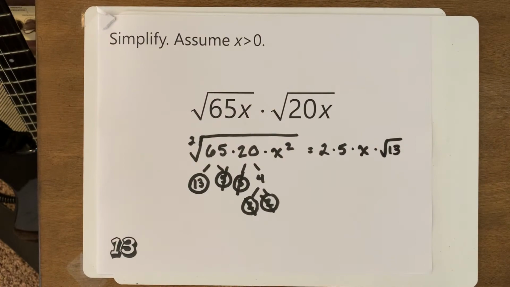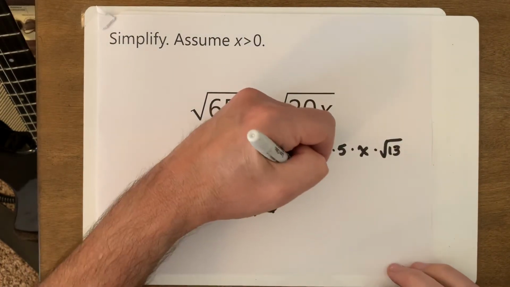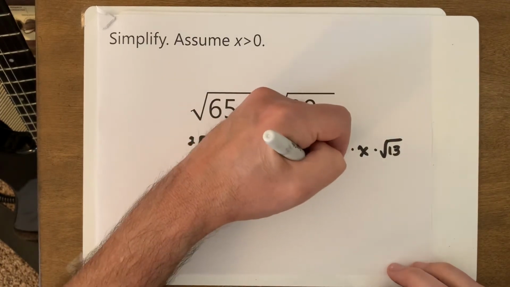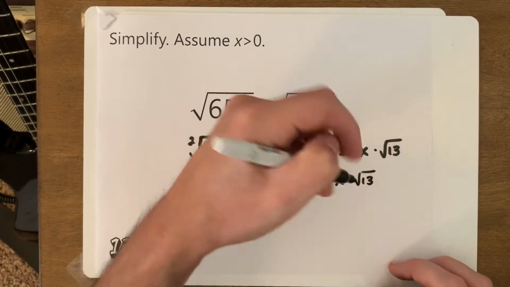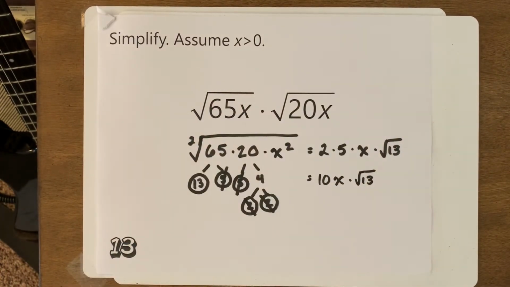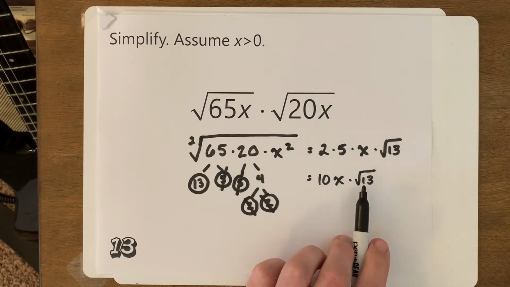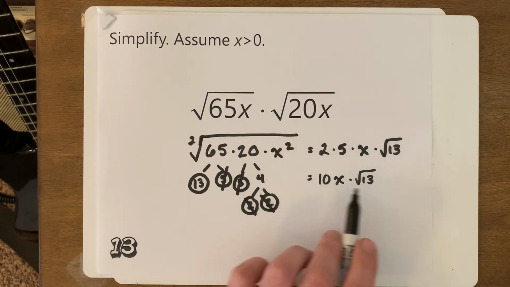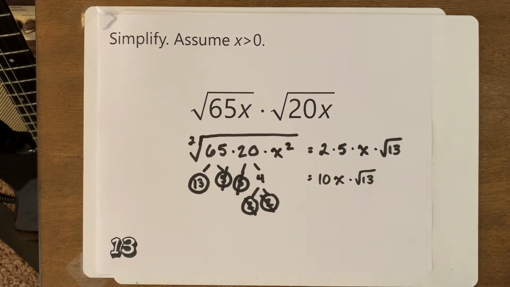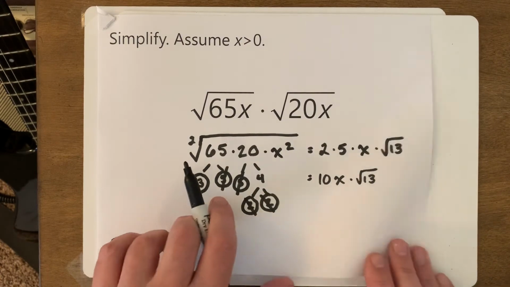Okay, so how is this going to look when we're all done? Now we have 5 times 2 is 10, x times root 13. All right, and that should be done right there. You can't really put this in the calculator. You can put the number parts in, but you can't put the x in the calculator. So when you start getting variables, it's going to get a little bit tougher to check. So I'm going to leave it like this. I'm not going to check this one, and we should be good on that.